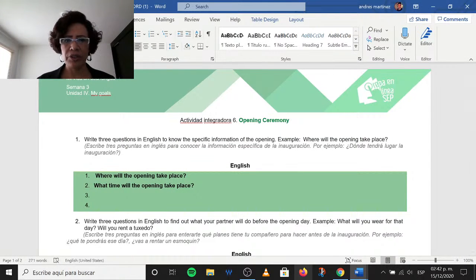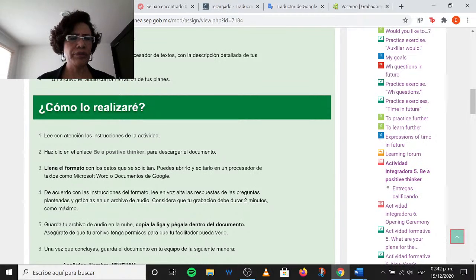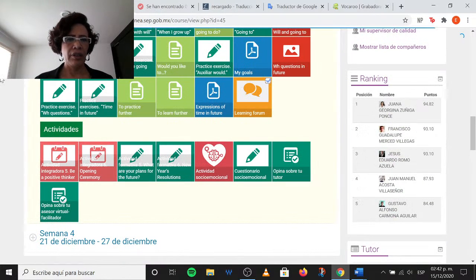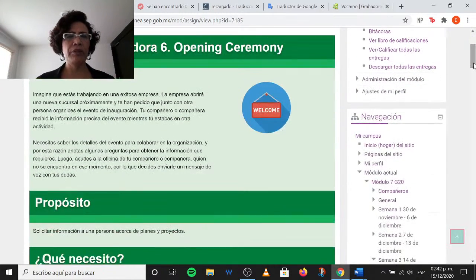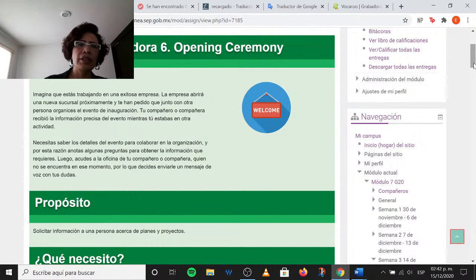But let me check first here in our instructions. Opening ceremony. Alright. Imagine that you're working for a successful company, and the company will open a new branch, and they are asking you to work with another person to organize the opening event. Your partner got the correct information while you were working in another activity. Now you need to know about the details to help in the organization, right?